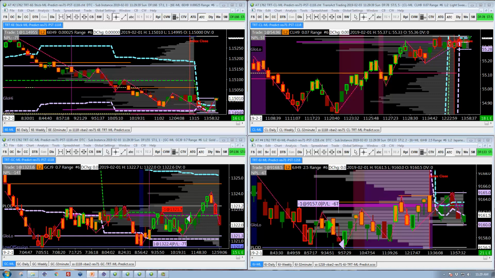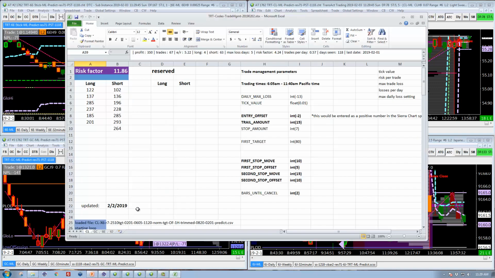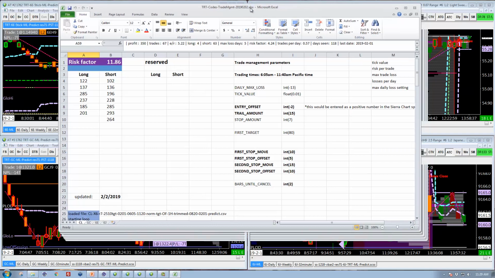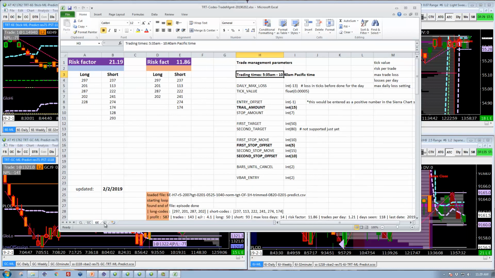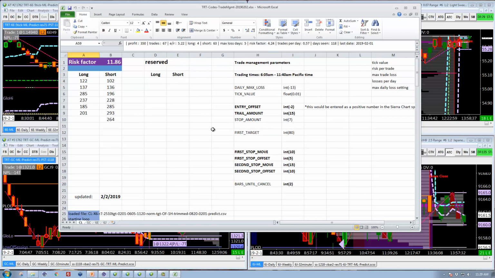Where's my spreadsheet? I don't have it up. All right, so this is the sheet that goes out to members now, and this has the results of the analytical process that I'm about to describe for each of these markets.